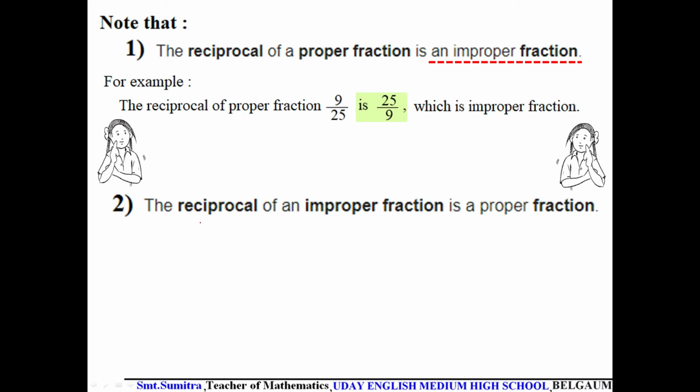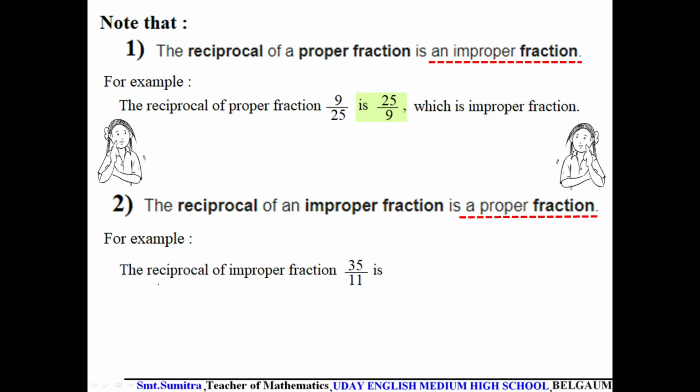Second note, the reciprocal of an improper fraction is a proper fraction. Mark this. And see the example. The reciprocal of the improper fraction 35 divided by 11 is 11 divided by 35. This is a proper fraction. Dear students, please copy all the notes by pausing the video if you need. I'll continue to the next page.